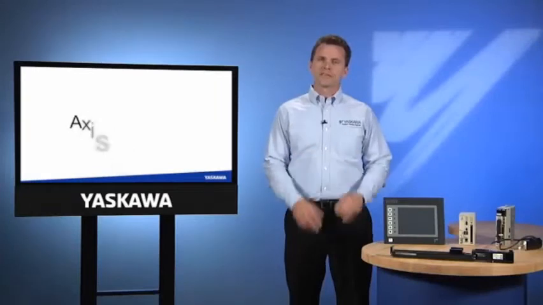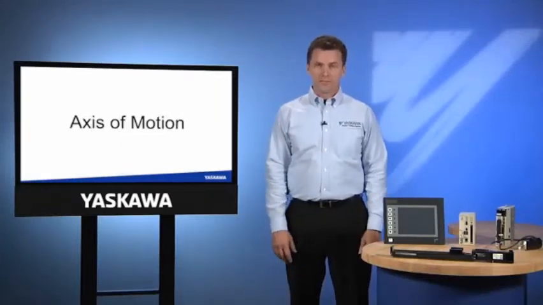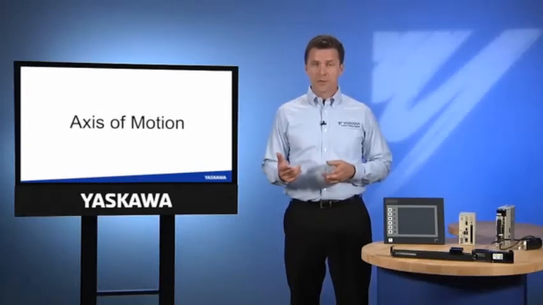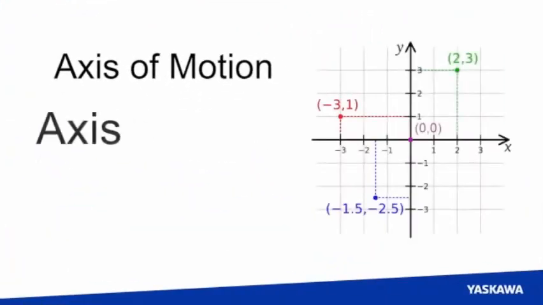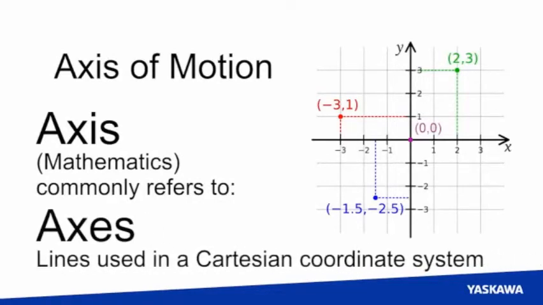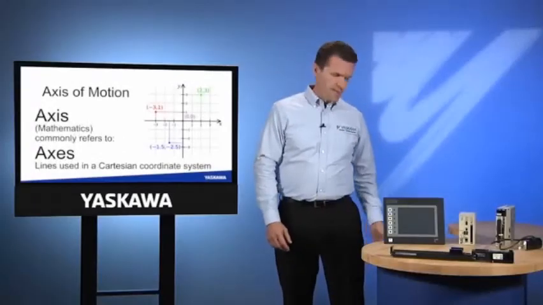The term axis is one you'll hear very often in this industry. Each servo and the mechanism it moves counts as one axis of motion. This word axis is drawn from mathematics and the concept of axes in a Cartesian coordinate system. Here's another way of looking at it.